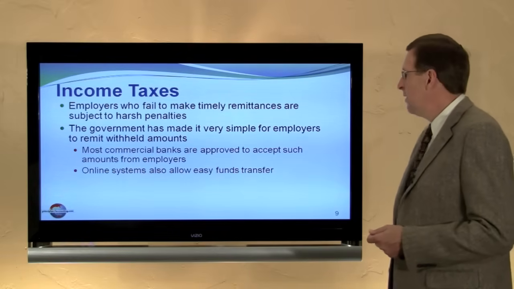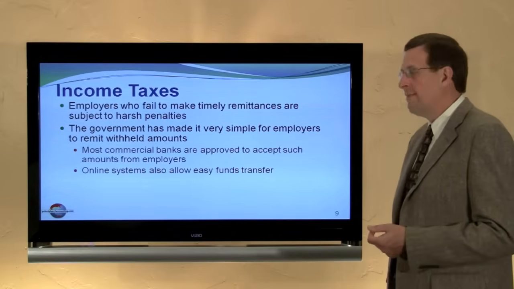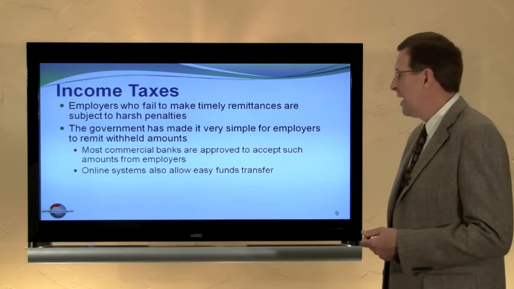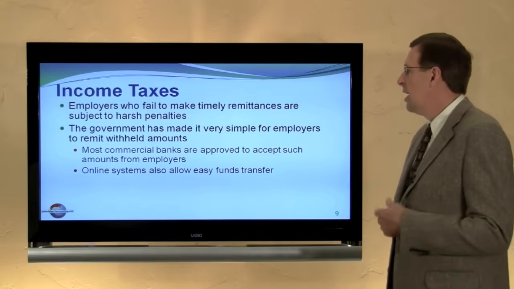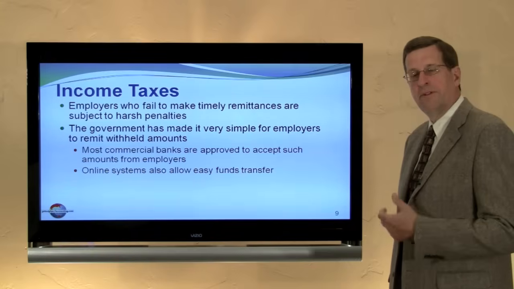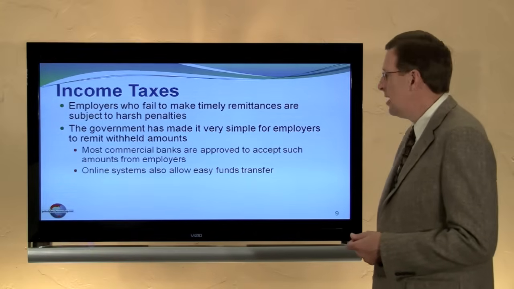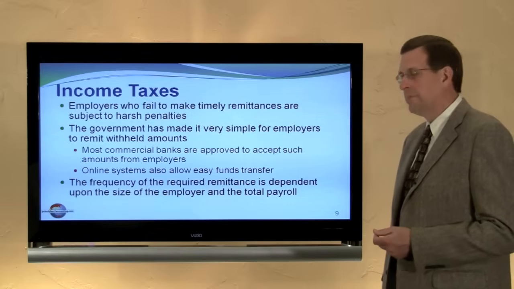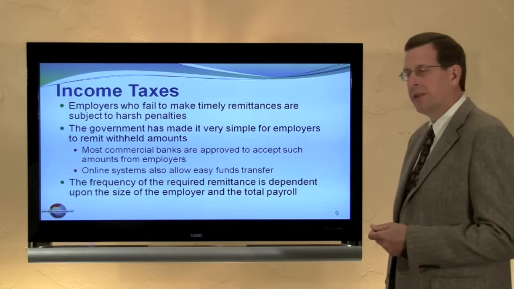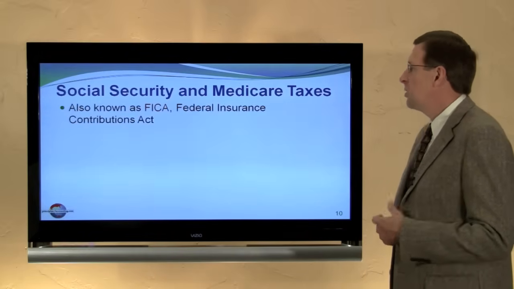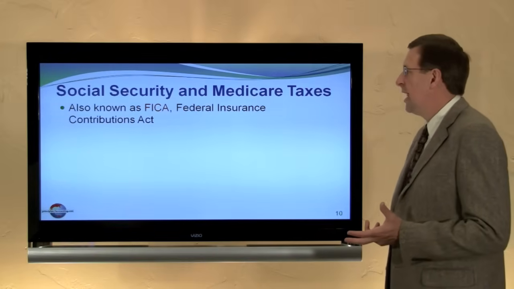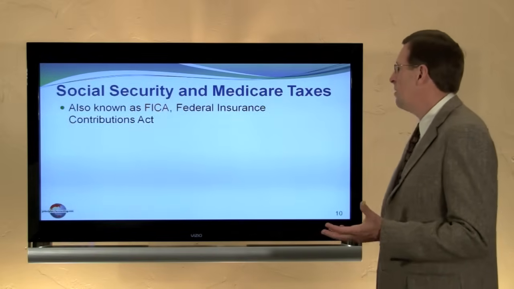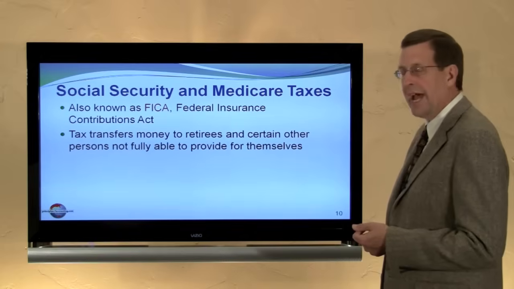The government makes it very easy for the employer to remit the amounts withheld from the employee. Most commercial banks are approved to accept the amounts, and there's even online systems that allow very easy transfer of funds for the amounts withheld from employees. The frequency of the required remittance is based upon the size of the employer and the total amount of the payroll. Social Security and Medicare taxes are another category of tax, also known as FICA, or Federal Insurance Contributions Act.